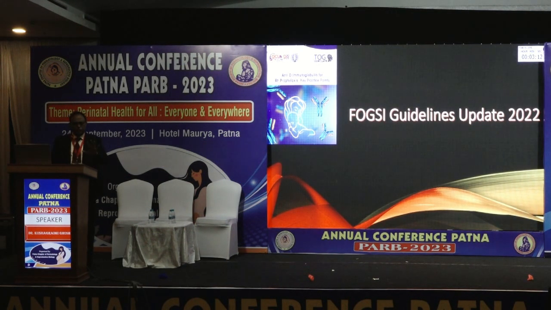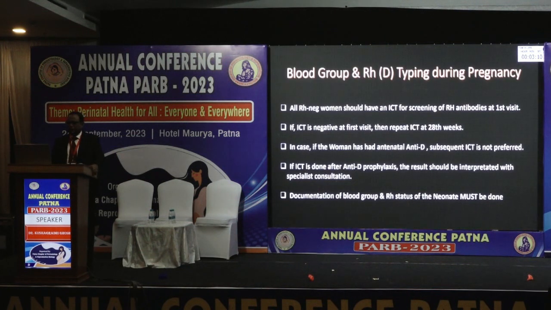Now let us come to the FOGSI guideline, the last 2 slides. This is the FOGSI guideline, which we should all follow. You can always take a picture also if you want. All Rh negative women should have an ICT for screening in the first visit. After that, if it is negative, then we do a repeat ICT at 28 weeks. In case the woman has had antenatal anti-D, subsequent ICT is not performed.